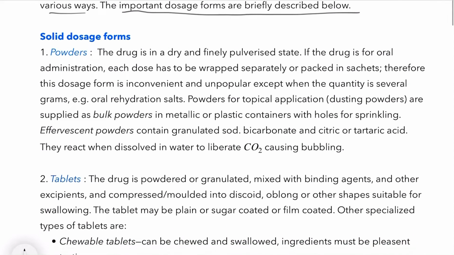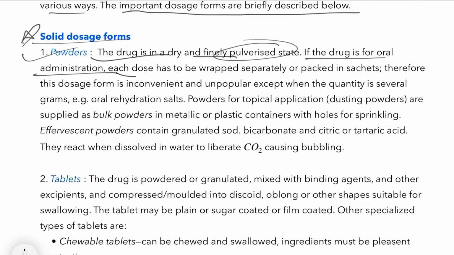Now let's see, first is solid dosage forms. The first form in the solid is powders. The drug is in a dry, finely pulverized state. Pulverized state means fine particles in the form of a powder. If the drug is for oral administration, each dose has to be packed separately in sachets, which means in a packet.